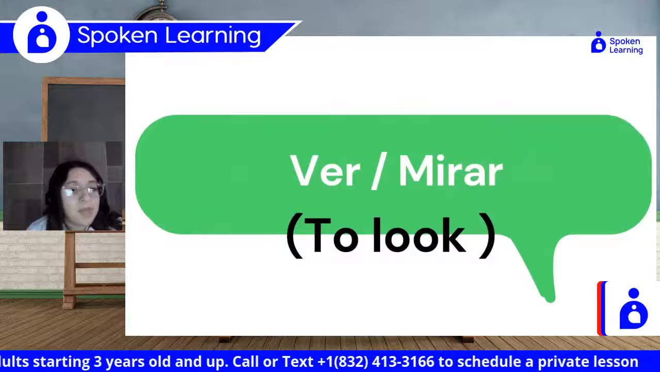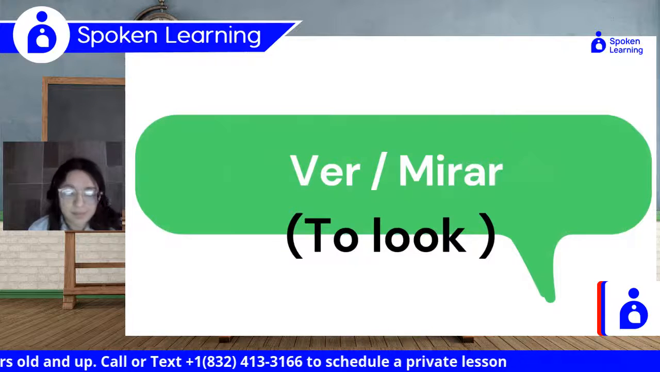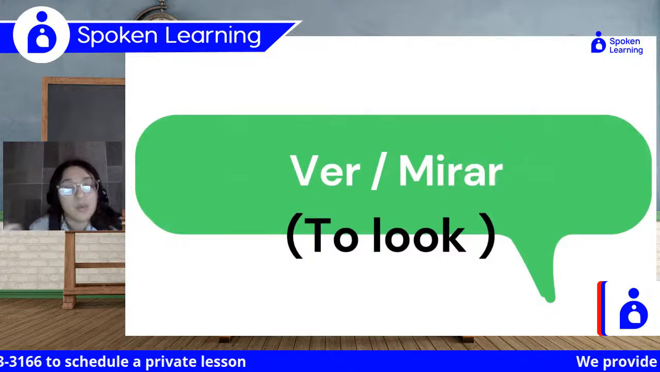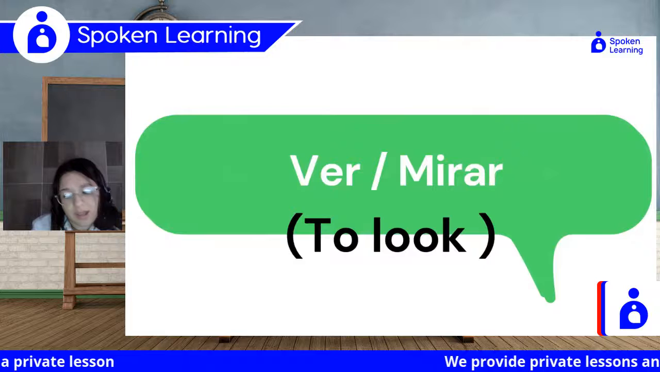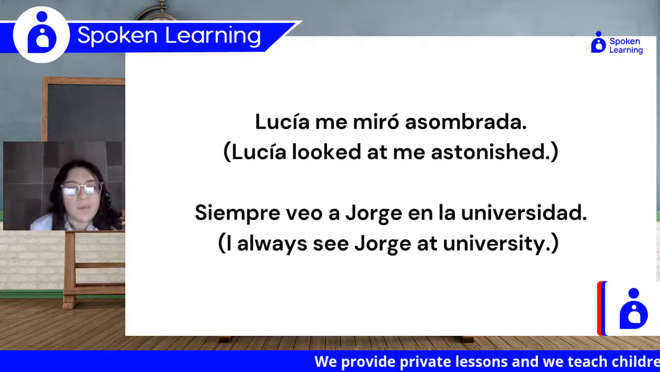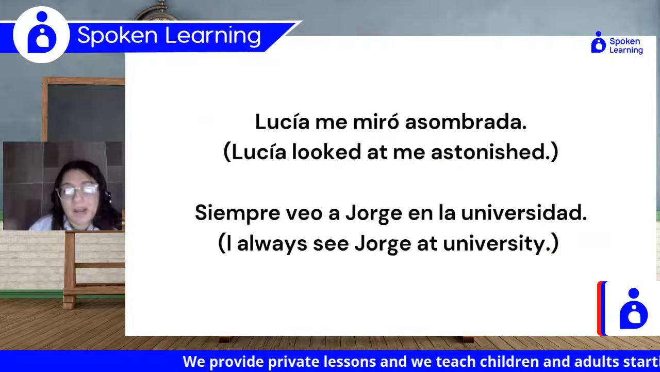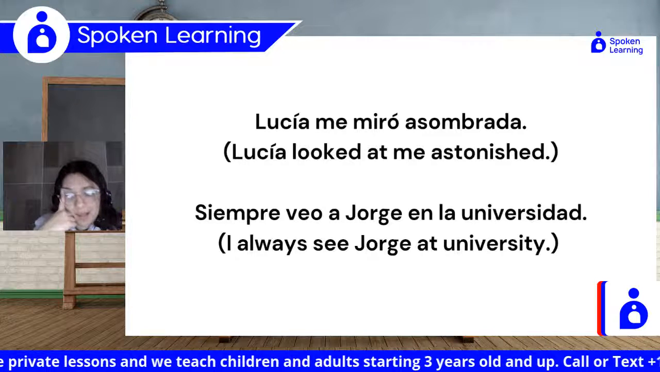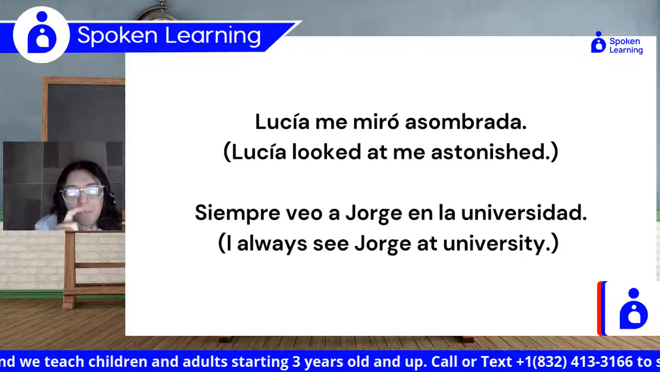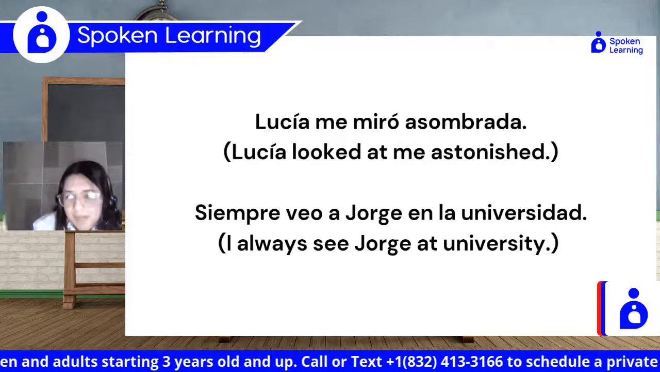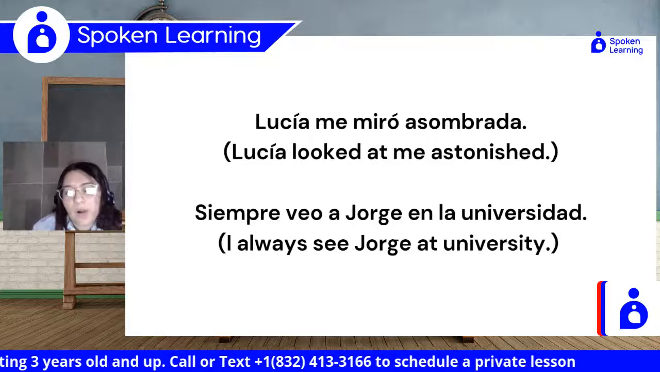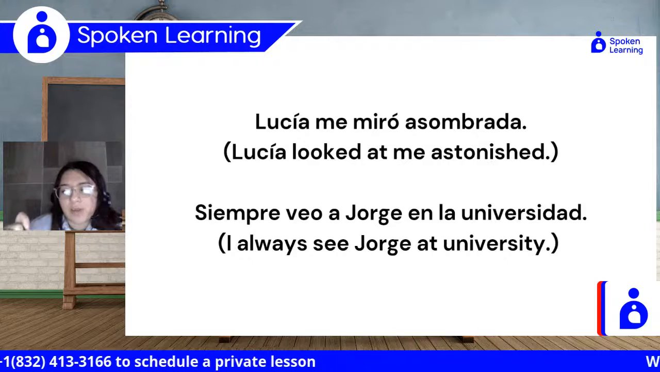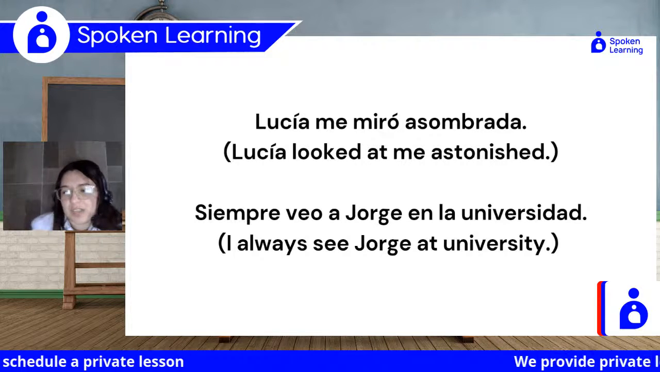The second pair would be ver and mirar. I think this one is easier, but the general translation would be to look or to look at. Okay, so you can see mirar as look, when you look at something, when you pay attention to it or something like that. And then you can translate ver as see, like we're not really paying attention, we're not really doing anything with it, we're just seeing it, okay?